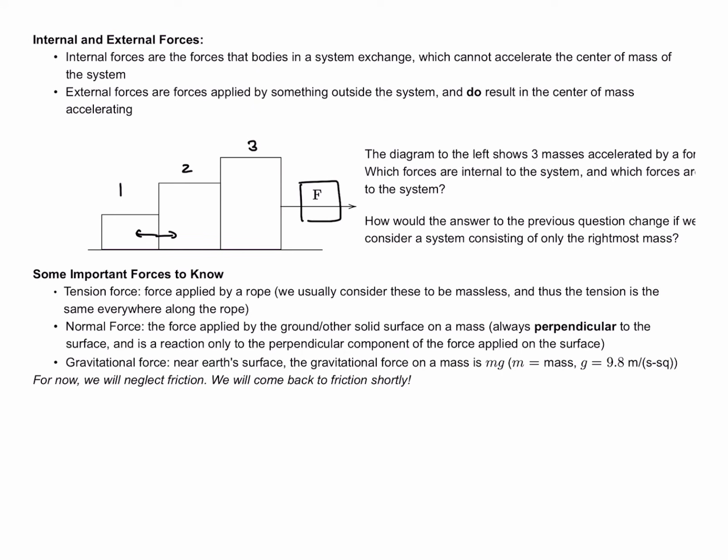So if we were trying to look at the acceleration of the system, what we look at is, per Newton's second law, the sum of the forces is equal to the mass times the acceleration. We sum all of the external forces. Technically, you could also sum the internal forces, but that becomes irrelevant because they all end up canceling out, so there's no need for that extra step. So the net external force on this system is just F.